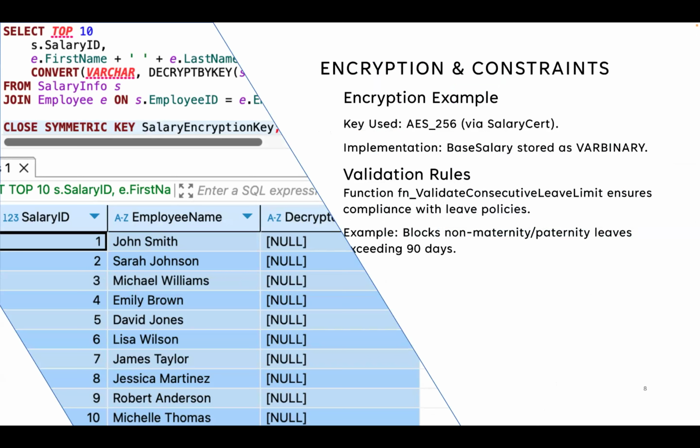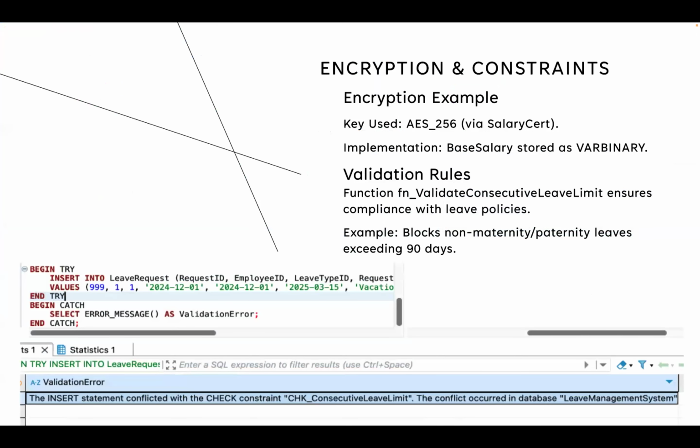For example, without a key, the decrypted salary here in this picture is not available. As in the next picture, we use an SQL command to validate the leave duration constraint. It failed because it conflicts with the 90-day leave limit applied to all general leave via a check constraint.